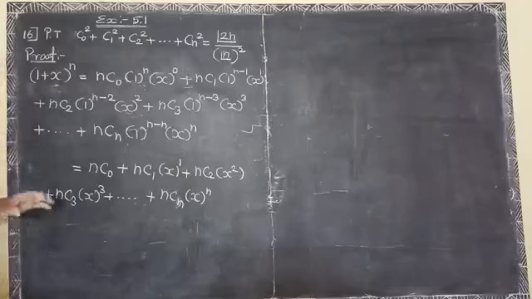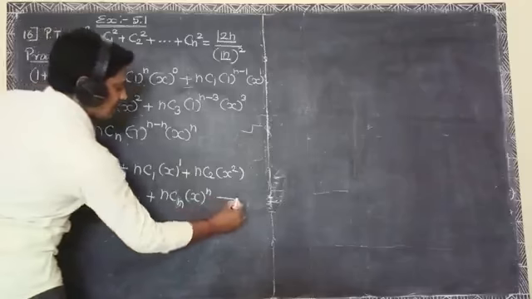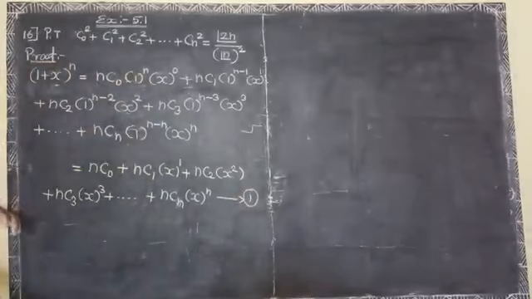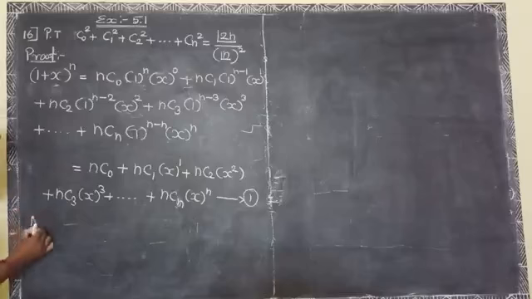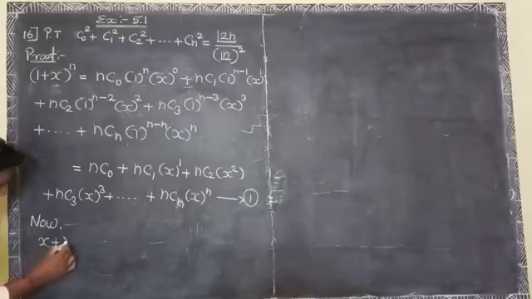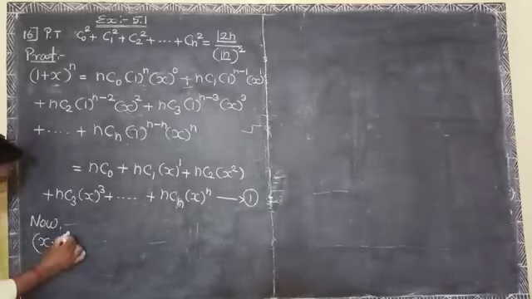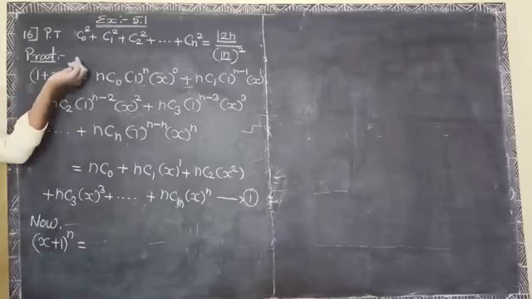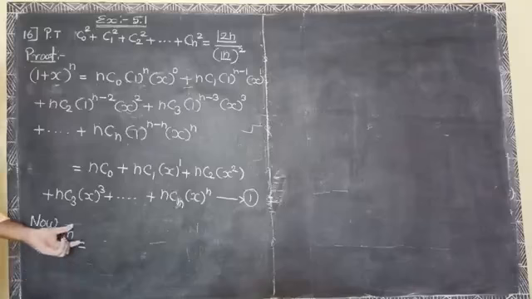Okay, x power n. This is equation number 1. Now consider another binomial expansion, that is, consider x plus 1 the whole power n. In the first one we took 1 plus x the whole power n. Now we take x plus 1 the whole power n.